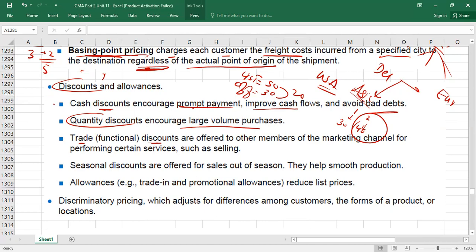Sorry, I have made a mistake here, guys. Under cash, cash discount is different, and trade discount is different. Cash discount means, for example, when you sell goods on credit. Sorry, my mistake. Maybe I mixed it up.